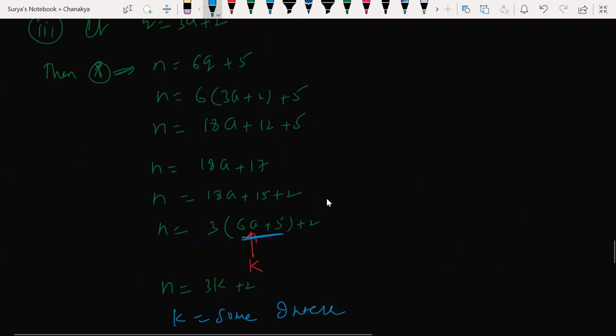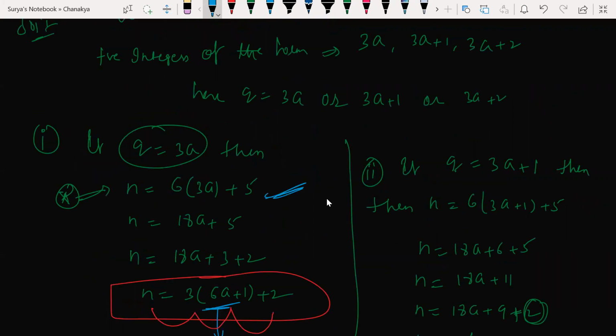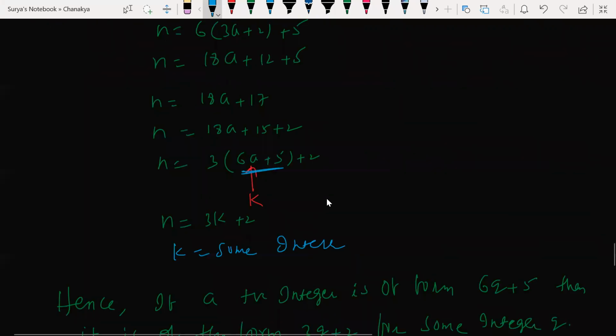Look at this. What is the n value I took? 6a plus 5. If I take 6a plus 5, I am getting this form. Look at this. What is that? 3q plus 2 something form. Correct or not? If I take this n value, I'm getting again this form. Check. If this is my n value, I'm getting again this form.